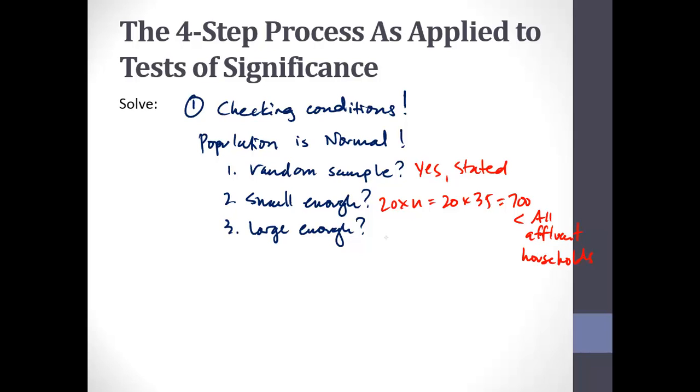And is our sample large enough? Well, we have n equal to 35, which is less than 40. 40 is our usual cutoff. But this is not going to be a problem, because the population is normal.